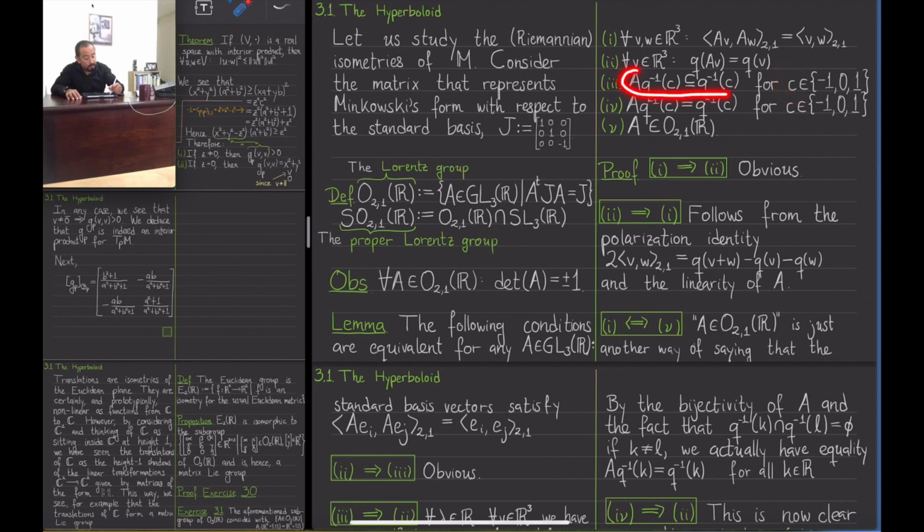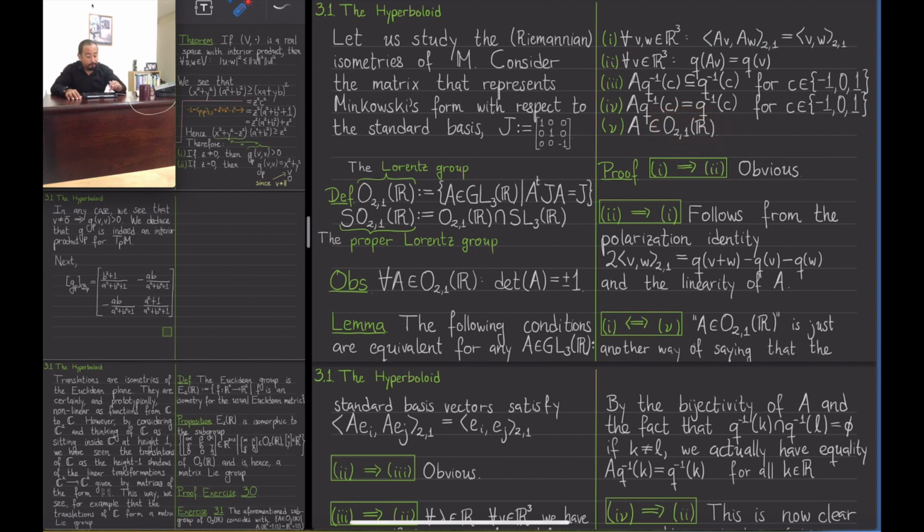Condition 3, yes, is a shadow of condition 2, but only for 3 very special values of C. While 2 tells me that this happens for all C in the real numbers, condition 3 tells me you only need to look at these 3 special values. Condition 4 tells me that if this happens, you actually have equality for these values. And of course, all of this is equivalent, as we said, to the matrix being inside O21.